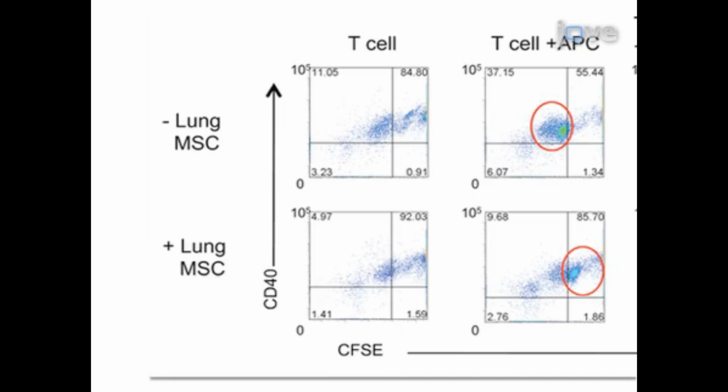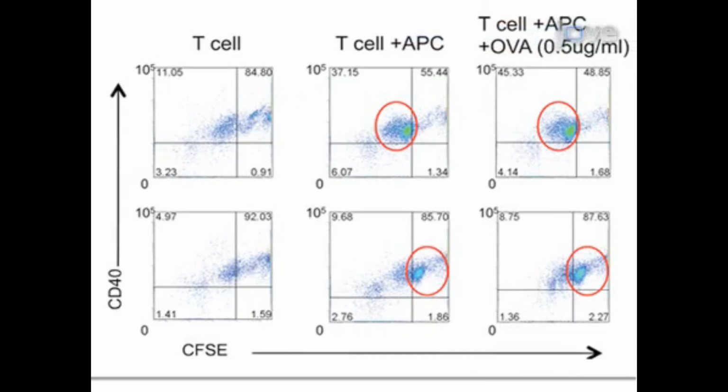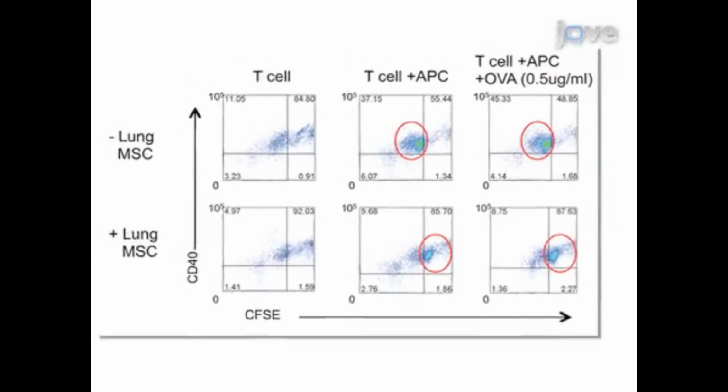As shown in this figure, in the absence of lung MSC and presence of antigen-presenting cells, APC plus/minus ovalbumin, CD40-positive effector T cells demonstrate a decrease in CFSE intensity, which indicates proliferation, circled in red. CFSE fluorescence intensity of the T cell membrane decreases stoichiometrically with every cell division, i.e. 1/2 with every division. In the presence of lung MSC, APC plus/minus OVA, CD40-positive effector T cells demonstrate no significant change in CFSE intensity, which indicates a lack of proliferation.